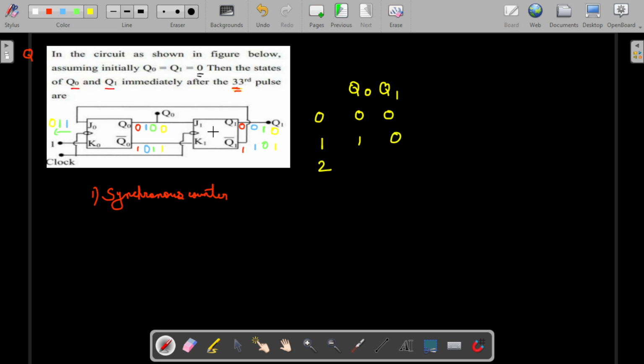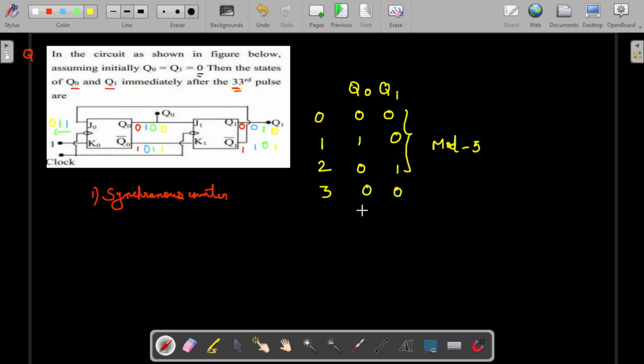During the second clock pulse, that is the red-green color, the output is 0 1. During the third clock pulse, that is yellow color, it is again 0 0. So here you see there are only 3 different states. So this is a mod 3 counter.